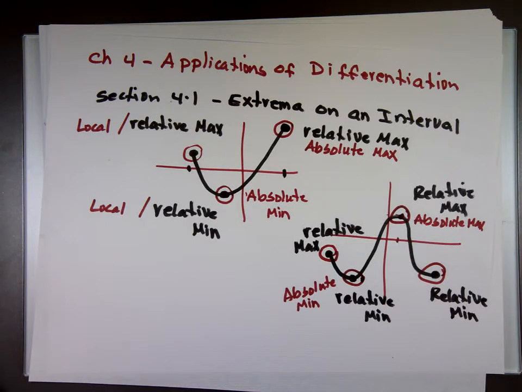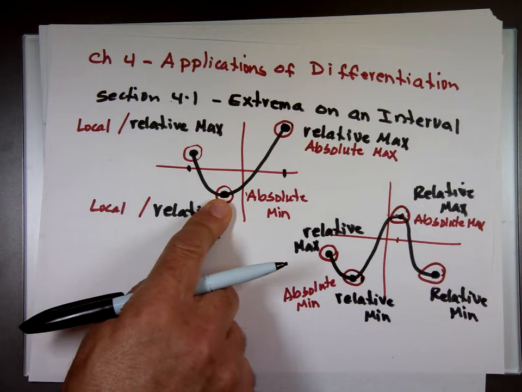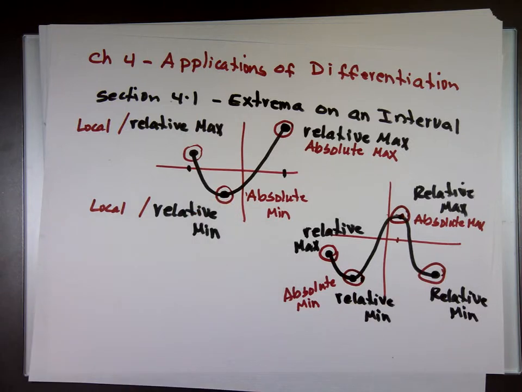Limbo. This point. Let me ask a question. What's the derivative there? Why 0?